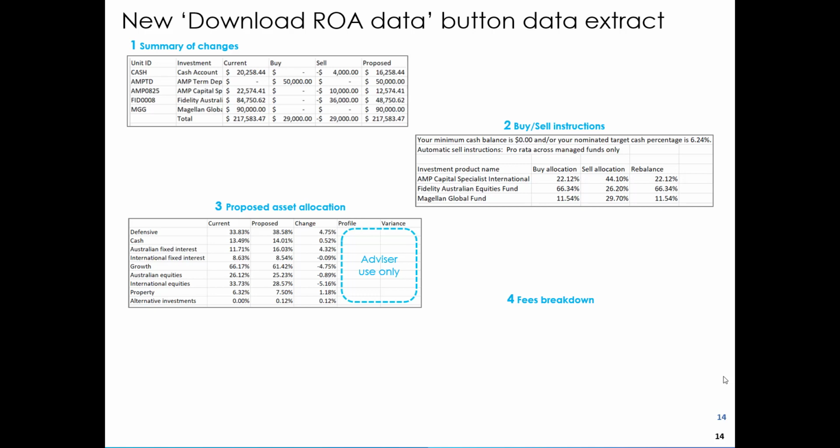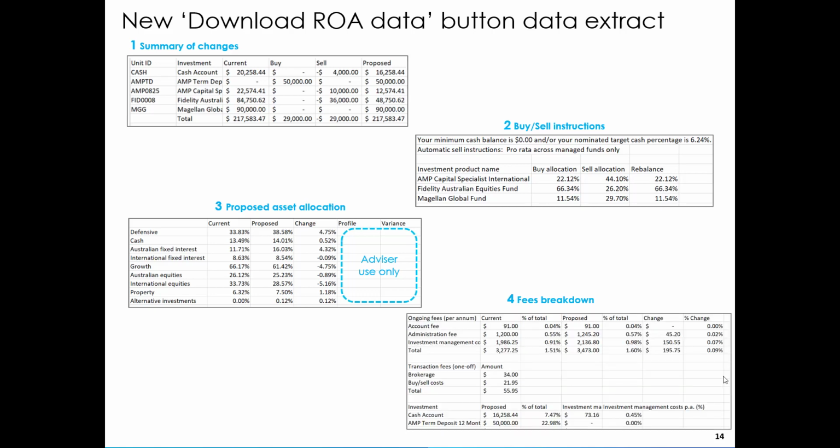And then finally, looking at the fees breakdown on the document. That will include the account fee, admin fee, investment costs, as we've talked about, transaction fees, including brokerage if applicable, and buy and sell costs. Note that the buy and sell amount will display as unavailable until the end of February 2021.